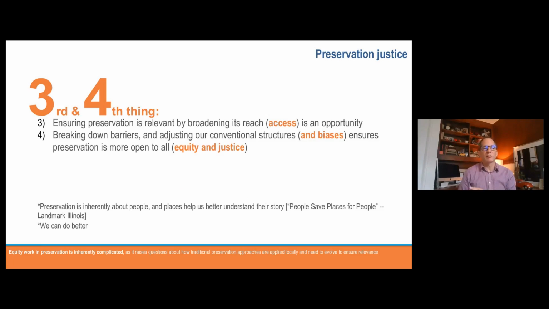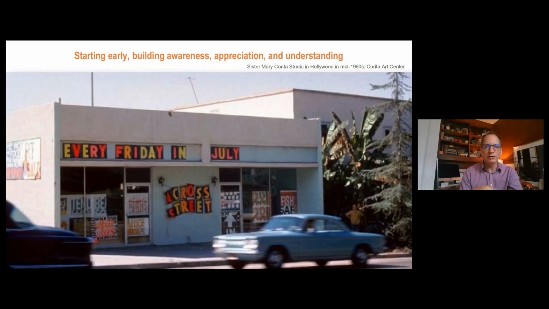So the third and fourth pieces I'm going to wrap up into one. And again, this is about how we ensure that we're being relevant by broadening our reach, but also this issue of how do we break down the barriers and think about where have we unintentionally put in place problems that may make it difficult for different communities to access preservation or even see themselves within the work that we do. And I'll use this as an example in terms of that conversation.